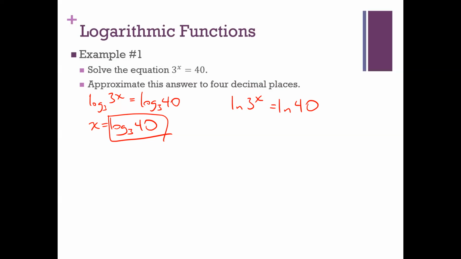So the problem here is, but using some of the properties we talked about yesterday, we can still solve this equation. We'll go to the left-hand side of the equation. The one thing I can do is this: if I have natural log of 3 raised to x, that is equivalent to x times the natural log of 3.